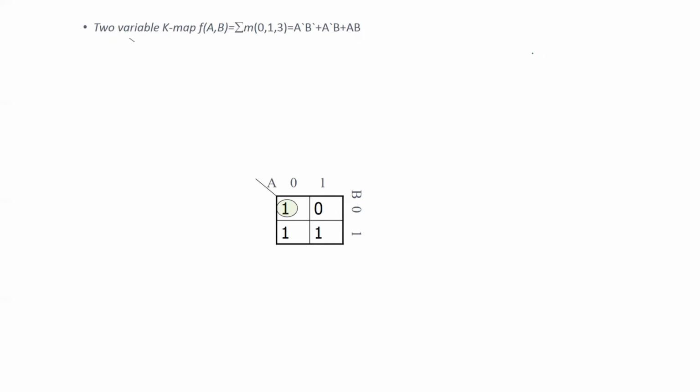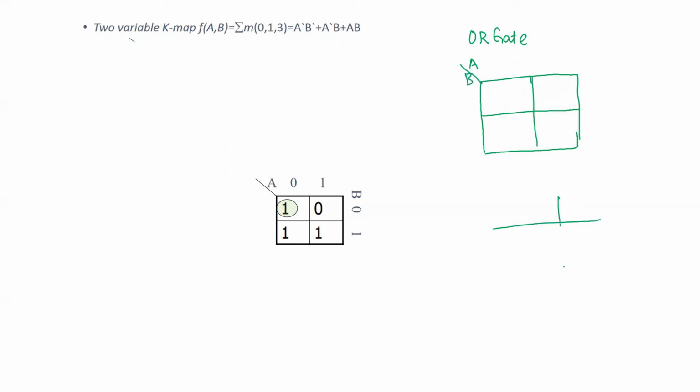This is nothing but your OR gate. We have already discussed this. Before actually going into the K-map for the OR gate, let's discuss its truth table. Its inputs are A and B, and the output is Y. The truth table is: 0 0 gives 0, 0 1 gives 1, 1 0 gives 1, and 1 1 gives 1. This corresponds to cells 0, 1, 2, and 3.